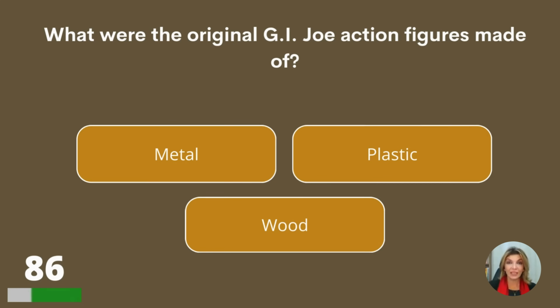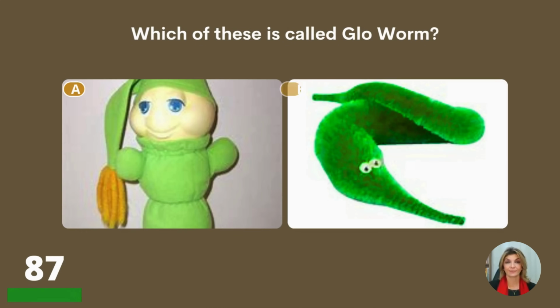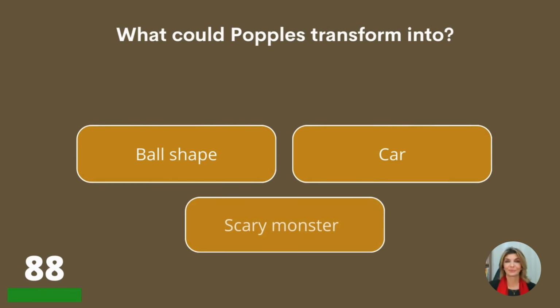Question 86. What were the original G.I. Joe action figures made of? Metal, plastic, or wood? Plastic. Which of these is called glowworm? A or B? A is the answer.